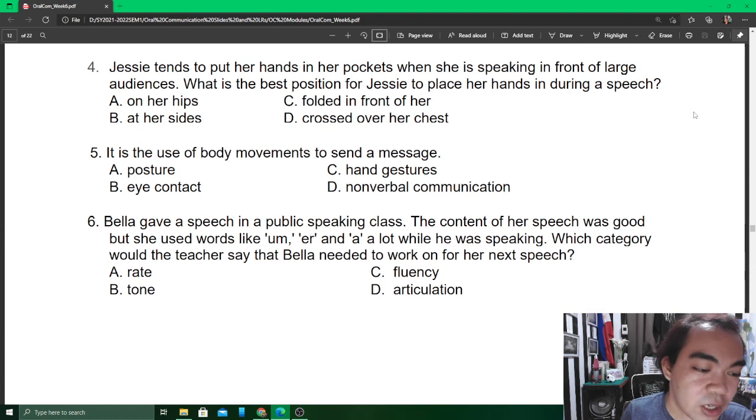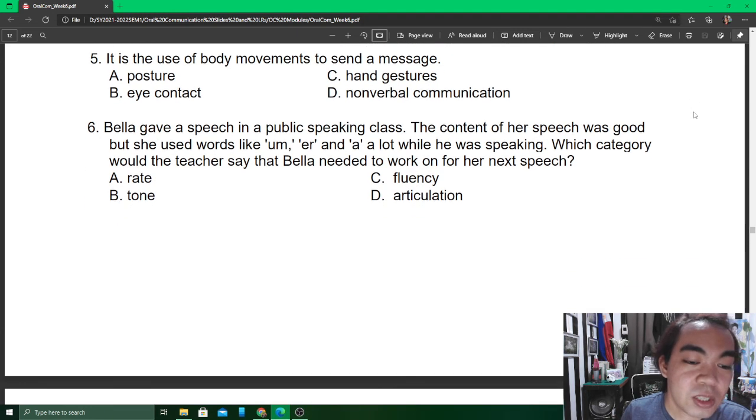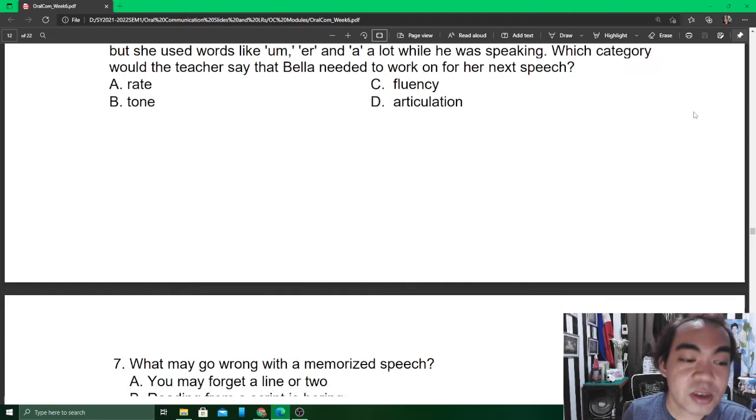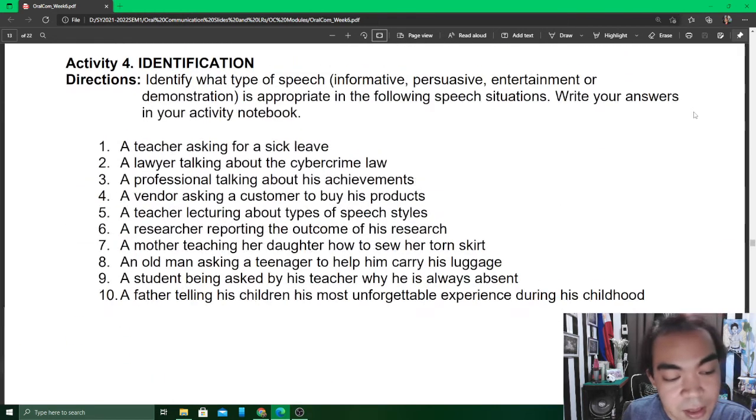Not only hand, not only eye, not only the posture, but the whole body movement is considered a non-verbal communication. Number 6, Bella gave a speech in a public speaking class. The content of her speech was good, but she used filler words a lot while speaking. Which category would the teacher say that Bella needed to work on for her speech? Is it the rate, the tone, the fluency, or the articulation? Of course, it's about the articulation because she had to speak properly with the use of proper words in her presentation. Okay?